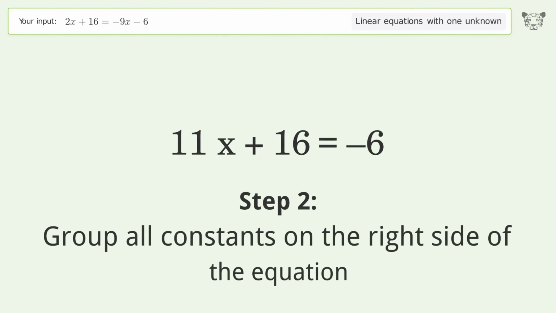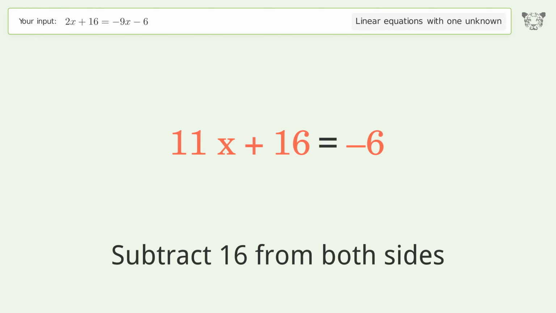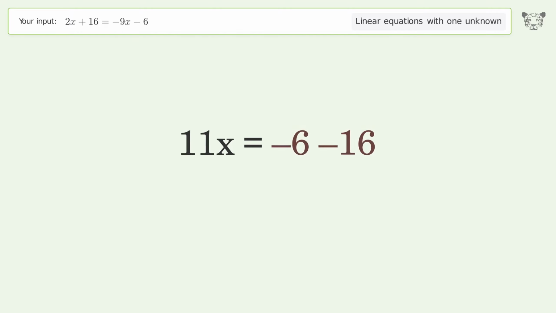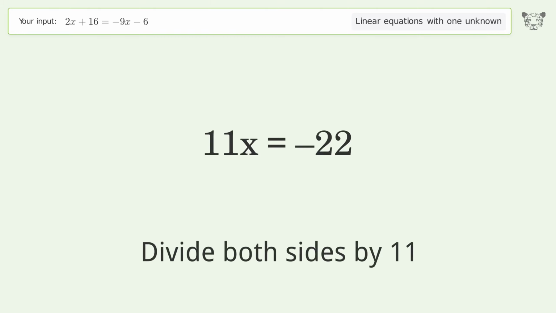Group all constants on the right side of the equation. Subtract 16 from both sides. Simplify the arithmetic. Isolate the x. Divide both sides by 11.